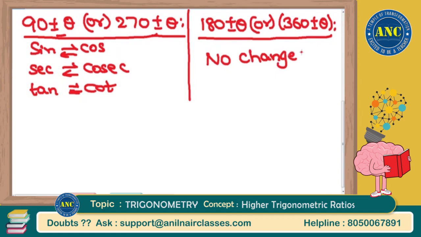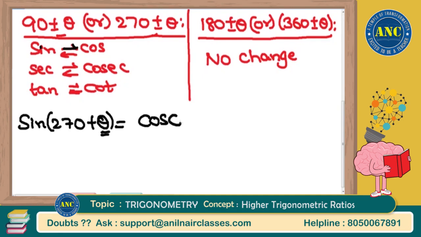Sir, can you explain with a few examples? Suppose, for example, I have sine of 270 plus theta. I want to check what value this returns. Can I say that whenever it is 270 plus or minus theta, sine should become cos? First do that simplification. Sine should become cos. Write down cos and write down this angle, whatever is given, as theta in this case. Now let us check whether it is plus cos theta or minus cos theta.